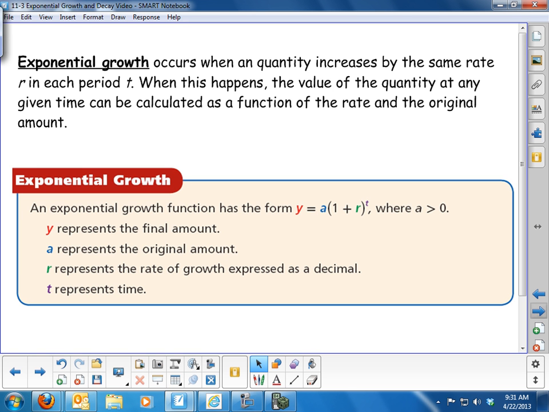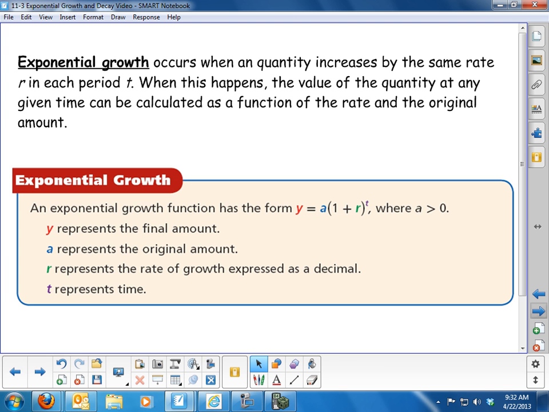Alright, exponential growth occurs when a quantity is increasing by the same rate, r, for each time period t. This is when something is growing at a very quick rate. An example of that is insects, the population of insects in an area growing really, really fast. You start out with a certain number of insects and then it just multiplies over time.